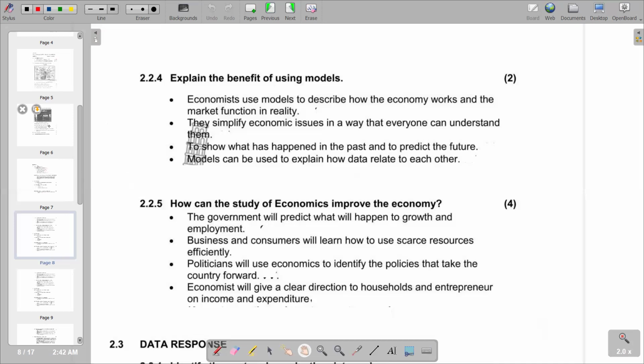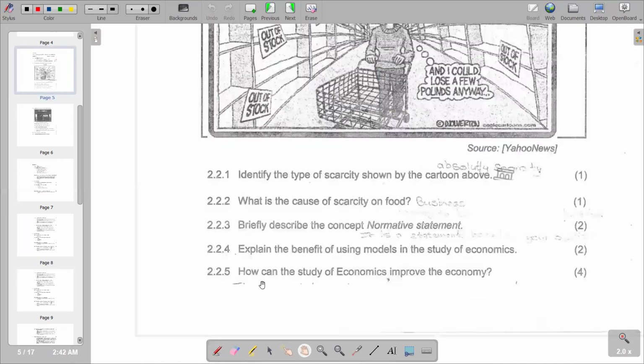We go to the next part of the question, which reads: how can the study of economics improve the economy? So remember, economics is the study of how to utilize scarce resources in the economy. So how is it going to improve the economy? Obviously, in terms of efficiency of the resources that are available, we can fully utilize them by the study of economics.